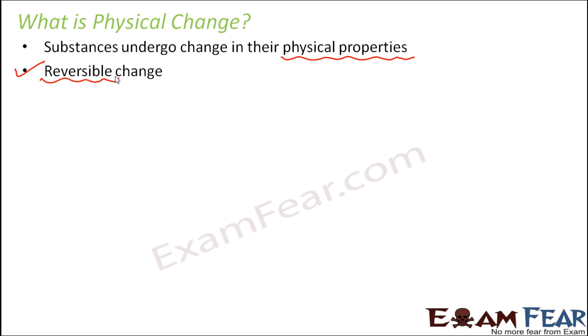So when you go for a haircut, what happens? The size and the shape of the hair changes. So it is a physical change. Now, do you think that it can be reverted back? Yes, of course, because your hair will again grow, and again you can go for a haircut. Right? So basically these kinds of changes are physical changes.